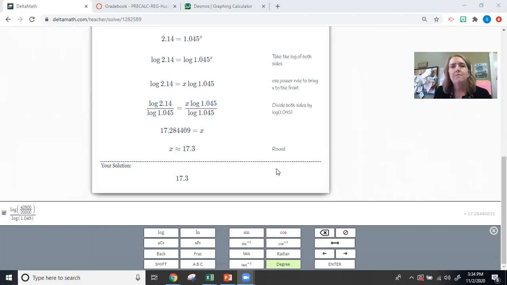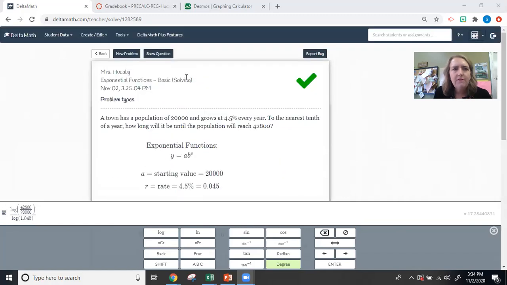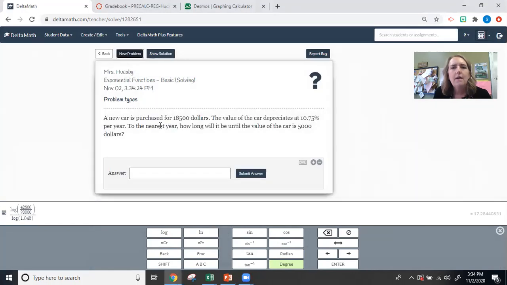So let's do another problem. Let's see what it's going to look like. Let me get this up out of the way a little bit. Let's see if we could find a decay problem. Yes. So new car. I know everybody likes to get a new car, but as soon as you drive it off the lot, you lose money.